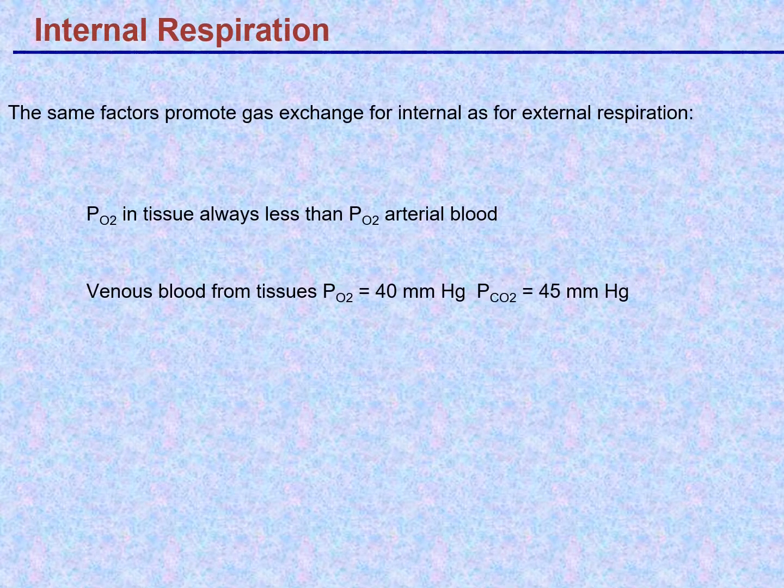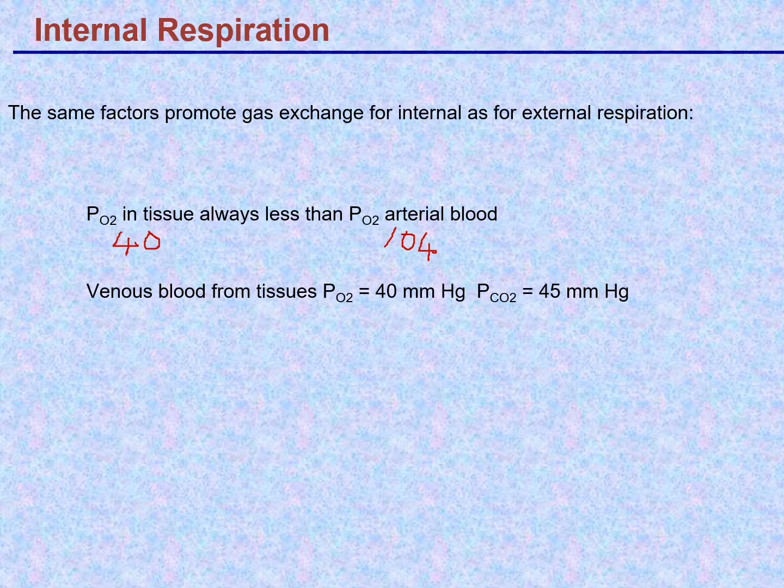Now let's move from external respiration to internal respiration. Same factors promoting gas exchange that were acting for external respiration act for internal respiration. In the tissues, the PO2 is always less than the PO2 in the arterial blood. Remember that the PO2 in the arterial blood is, of course, 104, and it's always millimeters of mercury. That's left unsaid, but it's 104. And in the tissues, it's going to be 40 or less, depending on how active the tissue is. In the venous blood, 40, right?